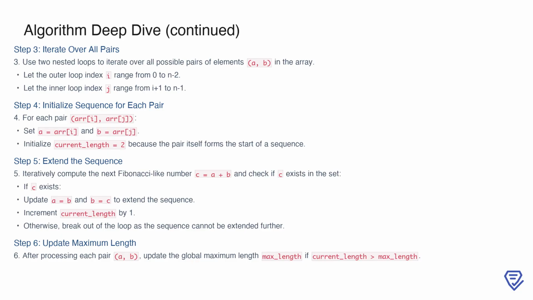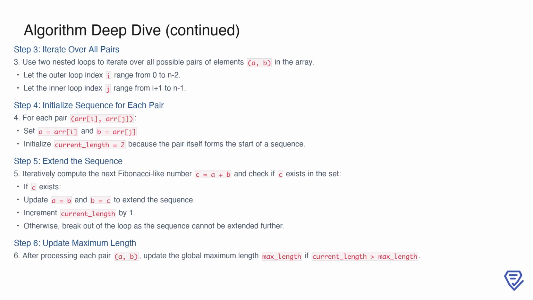For each pair of numbers, we initialize a potential Fibonacci-like sequence. The first two numbers in the sequence are the pair itself, so we set A and B to these values and initialize the sequence length to 2. After this, we try to extend the sequence. The next number in the sequence, C, is calculated as the sum of A and B. If this C exists in our set, we extend the sequence by updating A to B, B to C, and increasing the sequence length.